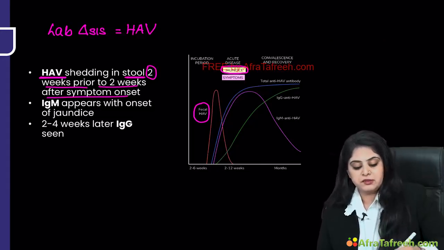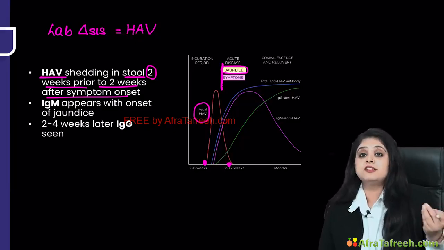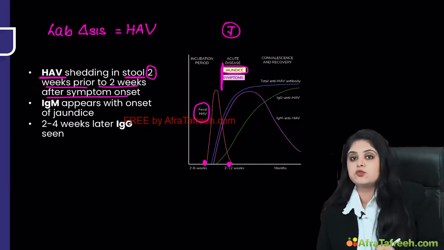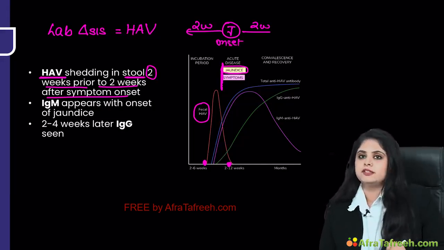So please remember the symptom onset is over here. So from 2 weeks before to 2 weeks after the onset of the symptoms, you are going to see the fecal sample showing you hepatitis A. So for example, this is the start of jaundice. So 2 weeks before and 2 weeks after the onset of jaundice, you will see this phenomenon. This is about the virus.